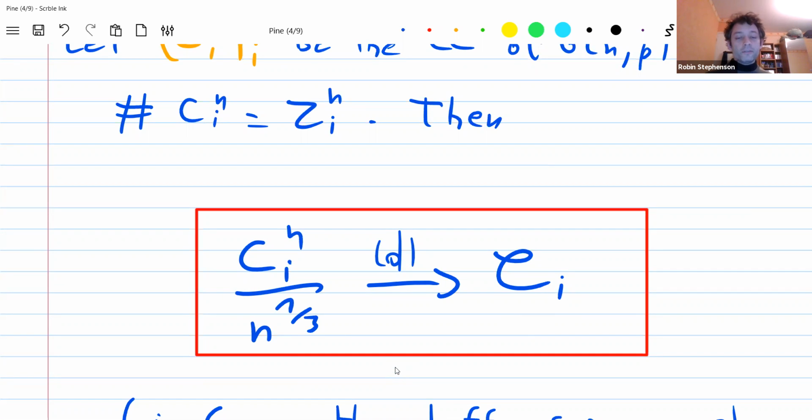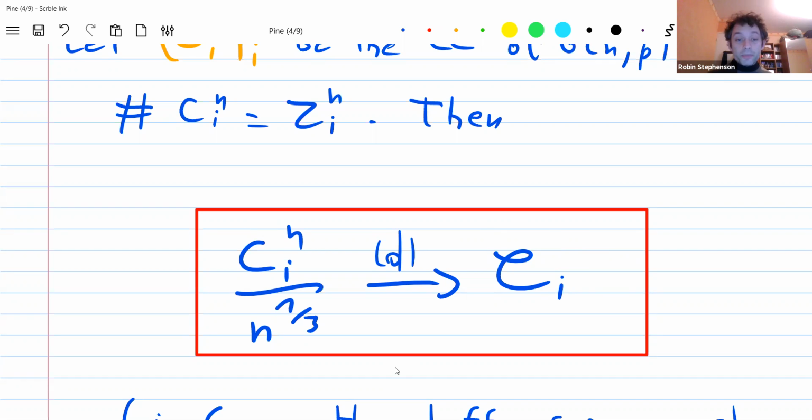Now you may ask yourself, what does this mean? So my Cin is a connected component of a graph, so it's a graph itself. What does it mean to have a graph divided by n to the power 1/3 converge to a thing which is right now completely undefined? So the way we do this is we consider Cin to be a metric space. And we make it a metric space by saying that each edge is actually a line segment with length 1. Now we can rescale that metric space by saying we divide all distances by n to the power 1/3. And then as a metric space, this converges towards the metric space Ci.